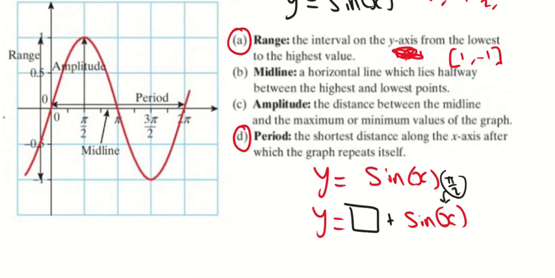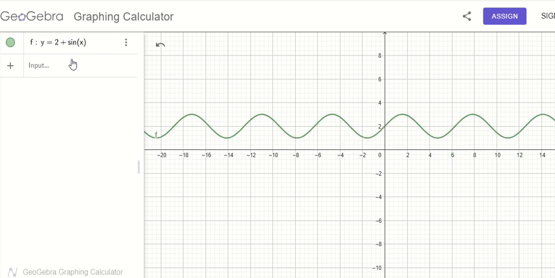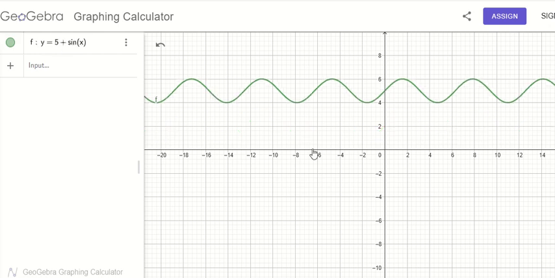So I'll show you on this now. If I do 2 plus sin x, it's just going to move up. Everything will move up away from the x-axis. And if I put in a 5, it'll move up further again. So notice now the range is changing here. That graph would have the range of 6 to 4, because that's the highest point and the lowest point on the y-axis.